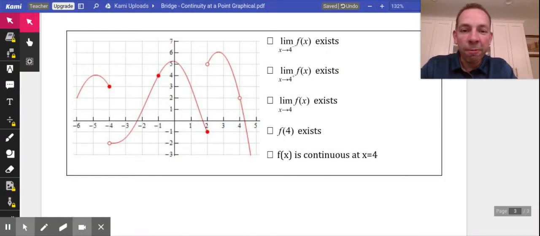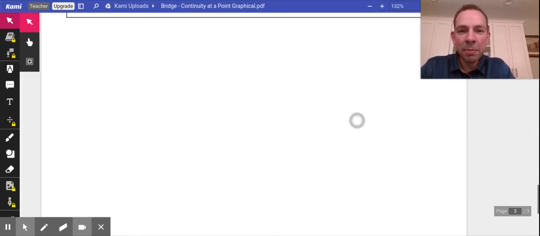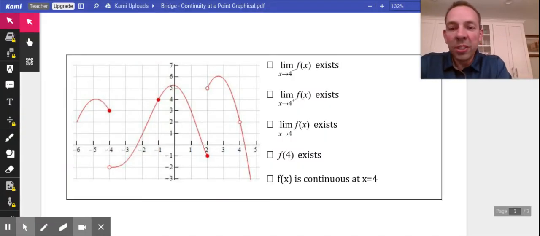Let's see if we can actually find one that's continuous. Wouldn't that be exciting? I don't know if we're going to have any luck with that this time. We're approaching 4 from the left and the right. You know what? Let's do something different. Let's switch this up a little bit. Instead of approaching... No, I'm going to stick with my initial plan. Let's do 4.